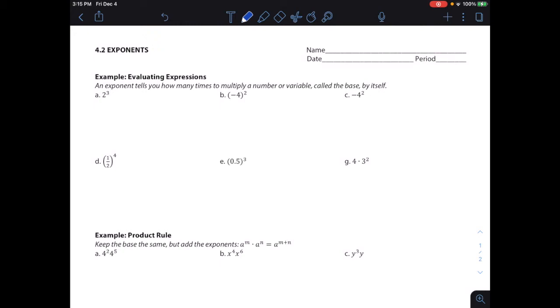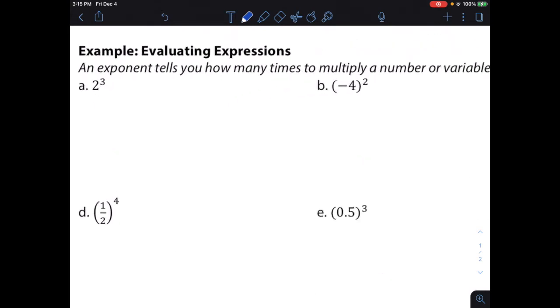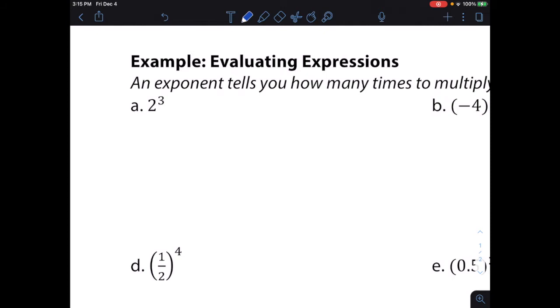So the base, if we look at the first example here, we have 2 to the third power. The exponent is 3, but the base is the 2. So it's whatever number has the exponent on it is considered the base. And in this case, it's 2 to the third power, so it's telling us to multiply 2 by itself 3 times. So we would say 2 to the third power is 2 times 2 times 2, and 2 times 2 is 4, and then if we multiply by another 2, we get 8. Okay, so 2 to the third power is 8.